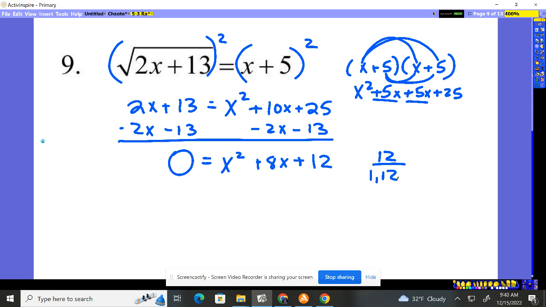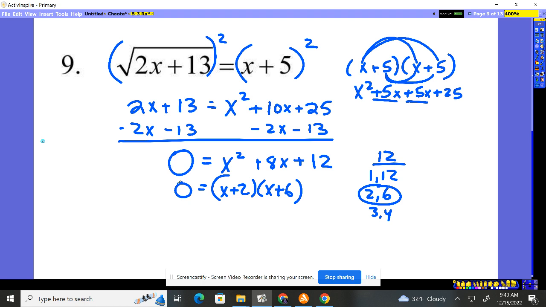1 times 12, 2 times 6, 3 times 4. We're going to factor this, and we need them to give us an 8. That's obviously our 2 and 6. So this breaks down to x plus 2 times x plus 6. It factors nicely.